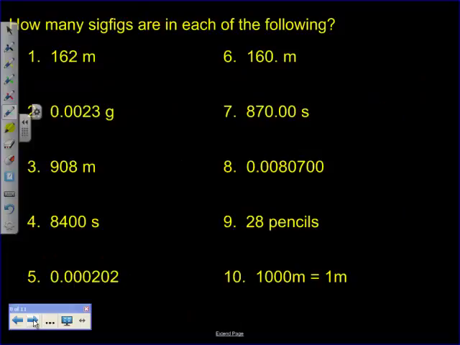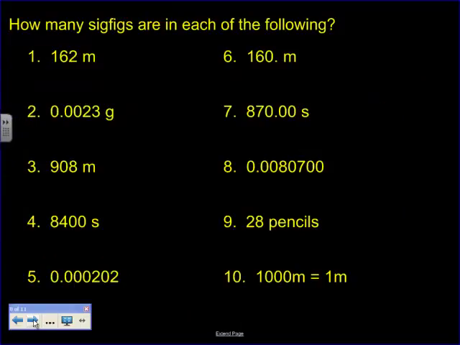So we're going to run through a few examples here just to make sure that you sort of know what's going on. I'll try to explain these as best I can. Depends on how fast I did them. So everything in number 1, it's all non-zeros, so 3 SigFigs. Number 2, those are leading zeros.